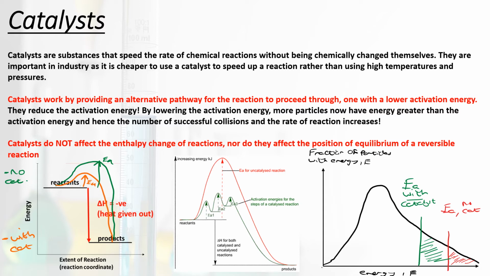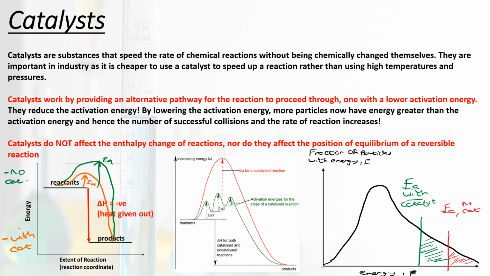And catalysts work by providing an alternative pathway for the reaction to proceed through, one that has a lower activation energy. And so they reduce the activation energy for a reaction. And therefore, obviously, if they reduce the activation energy, well, more particles now have energy greater than or equal to that activation energy, and hence the number of successful collisions increases and the rate of reaction increases.